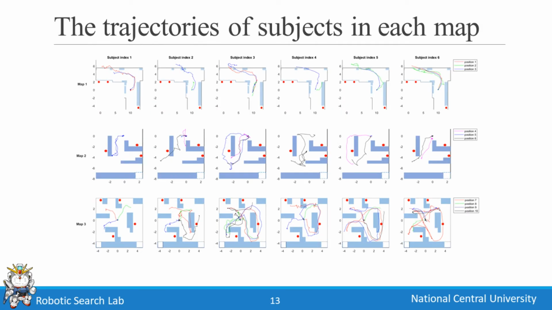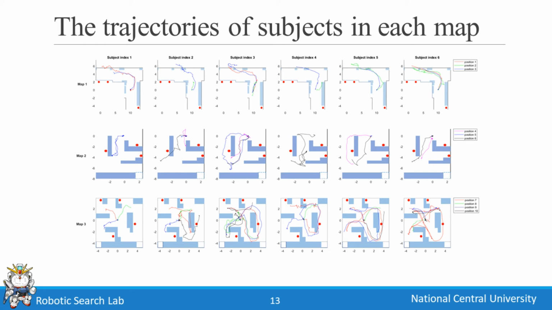How about the performance of each subject? The 18 pictures are experimental results. Each picture represents a subject's UAV trajectories in a map. The column pictures represent the same subject's UAV trajectories in 3 maps. The row pictures represent the different subjects' UAV trajectories in the same map.